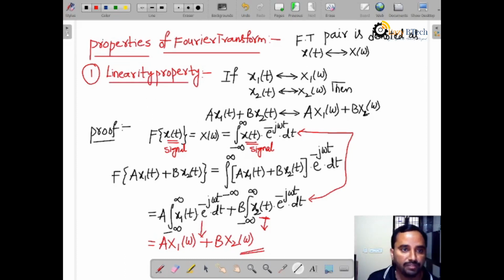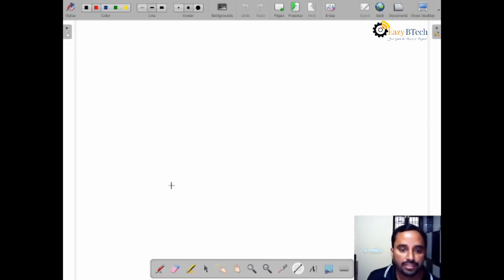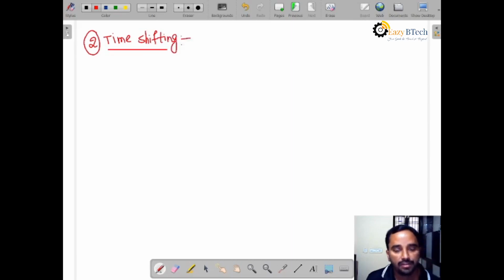Similarly, we go to the second property, the time shifting property. First we see the definition, then we do the proof. So for every property, definition plus proof, because Fourier transform properties are very, very important. So now see the definition.